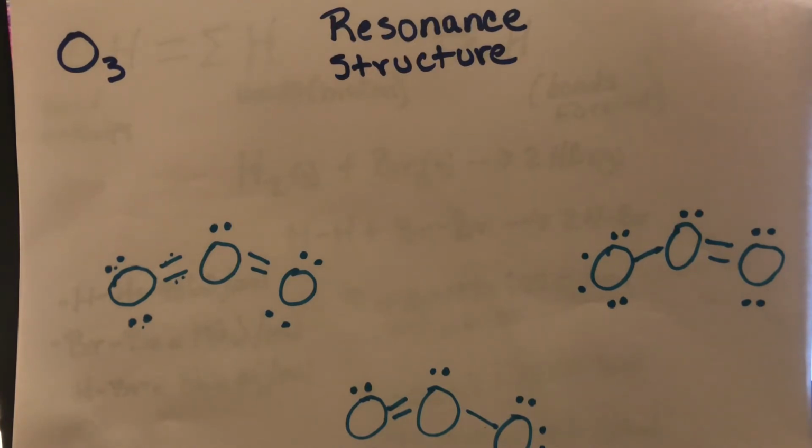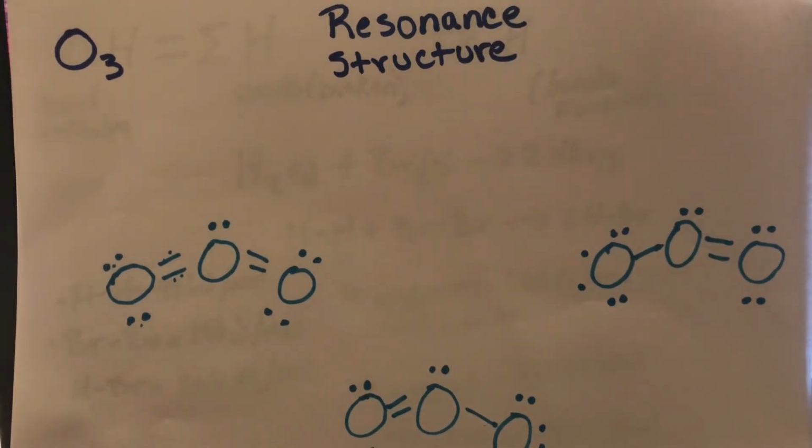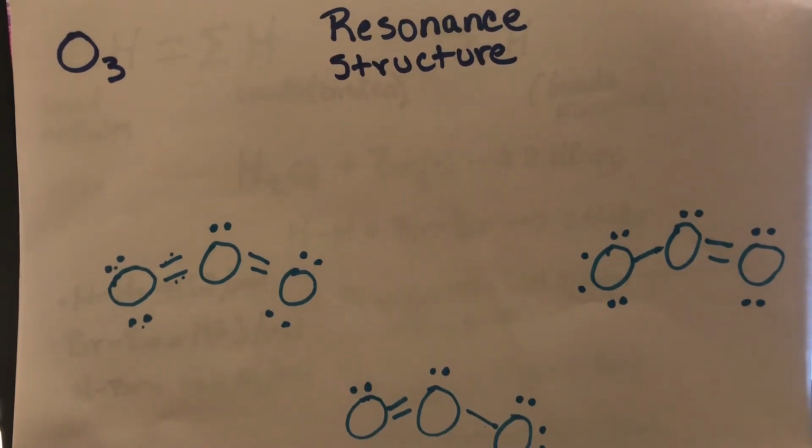We can draw O3 with a double bond on each side. We can draw O3 in different ways. We can draw it with a double bond on the left and a single bond on the right. We can draw it with the double bond on the right, which mirrors the image of the last one.